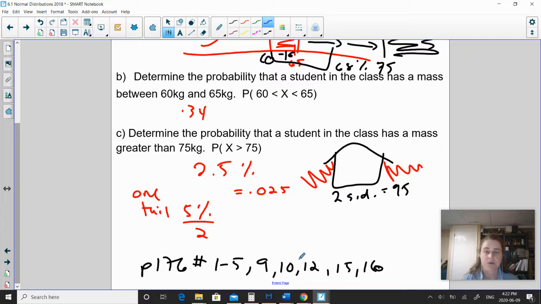Okay, and you've got a list of homework questions there that you can practice now with a continuous random variable in a normal distribution. If you have any questions, send them my way.